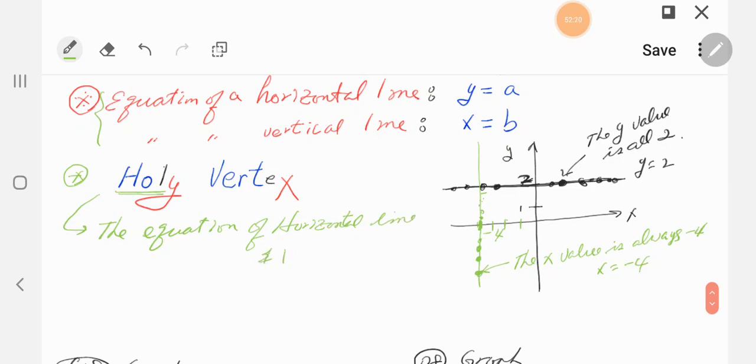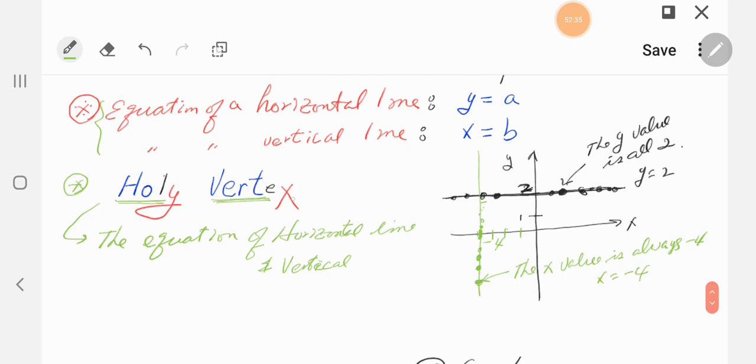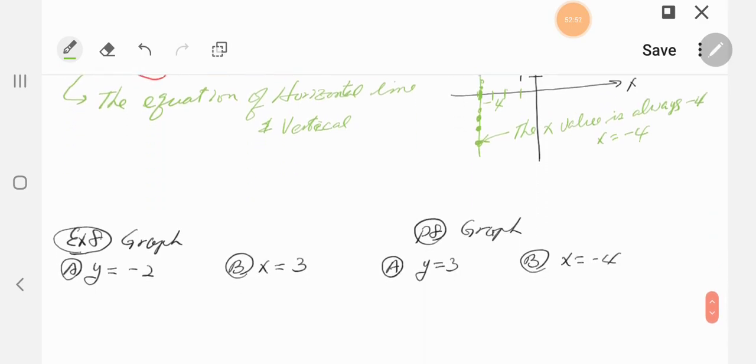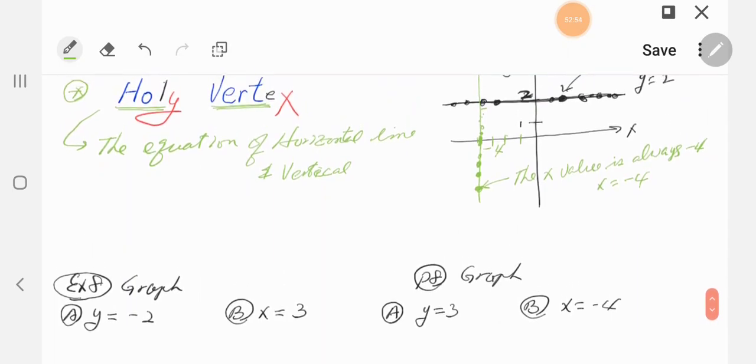And vertical line. Vert means it's the first few letters of vertical. So the equation of a vertical line is what? X equals something. And the equation of the horizontal line is y equals something. So we have y and x. Can you see it?